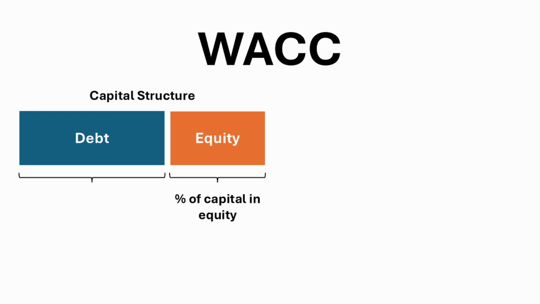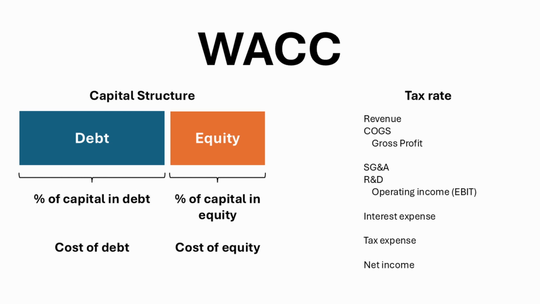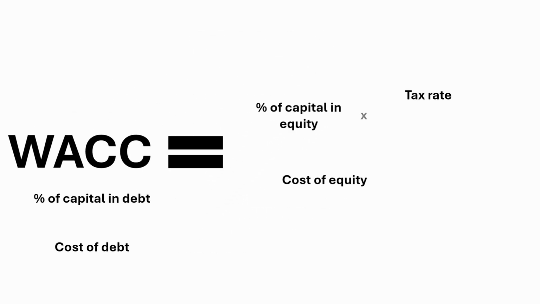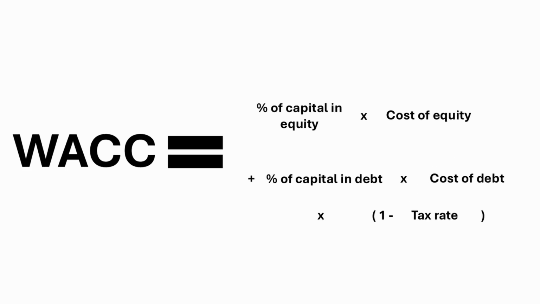We need the percentage of the company's capital in equity, the percentage of the company's capital in debt, the cost of equity, and the cost of debt, along with the tax rate. The reason we need the tax rate is that interest is charged before tax, so we'll get a tax benefit from increasing the amount of interest paid. Putting this together, the formula becomes percentage equity times cost of equity plus percentage of debt times cost of debt times 1 minus the tax rate. Now that we have our WACC, we can get started with the DCF.